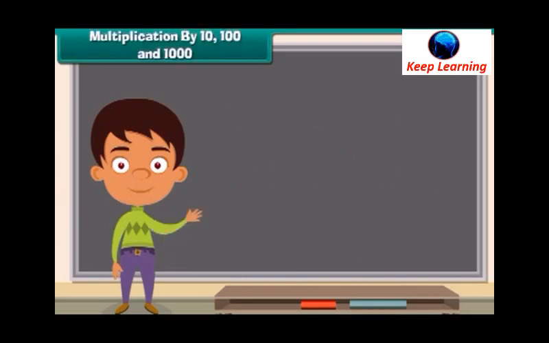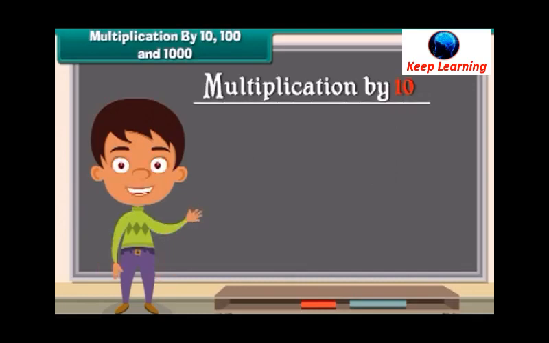Multiplication by 10, 100 and 1000. Let us now learn how to multiply numbers by 10, 100 and 1000. When we multiply a number by 10, we add the 0 in the 10 to the right of the number to get the result.